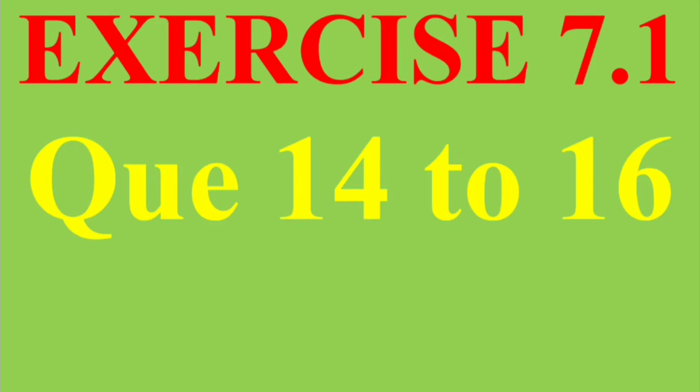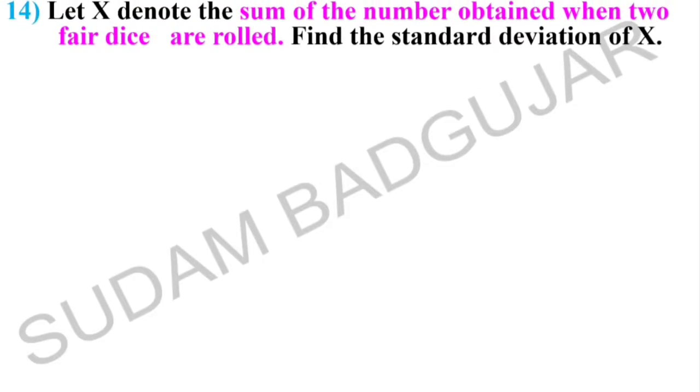Probability distributions. In this video we will cover question number 14, 15 and 16. Let's start question number 14. Let capital X denote the sum of number of 10 when two fair dice are rolled. Find the standard deviation of X.